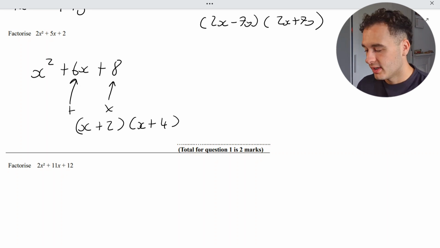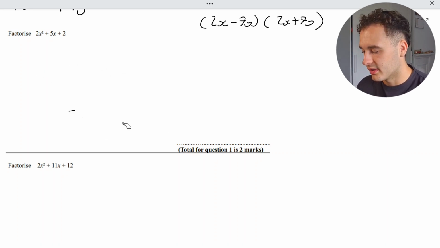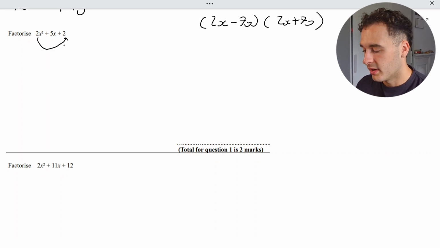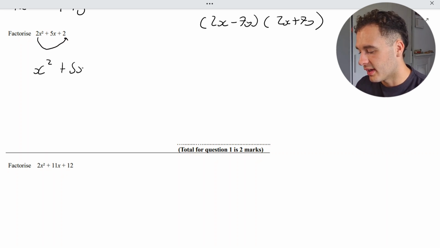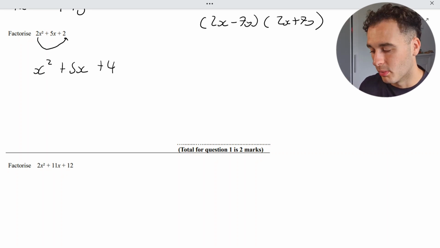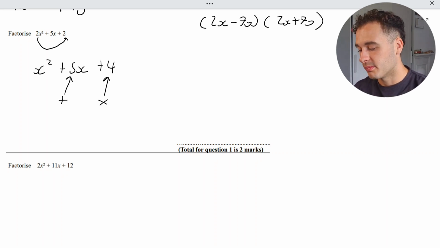However, in this case, we have a number greater than 1 in front of x squared. So what we do first is we multiply the number in front of x squared, 2, by the number on the end, 2. And then we remove it for the time being. So we'd have x squared plus 5x plus 4, because we've done 2 times 2. And now we solve this quadratic normally. So we think, what two numbers multiply to make 4 and add to make 5? Well, that would just be 4 and 1.